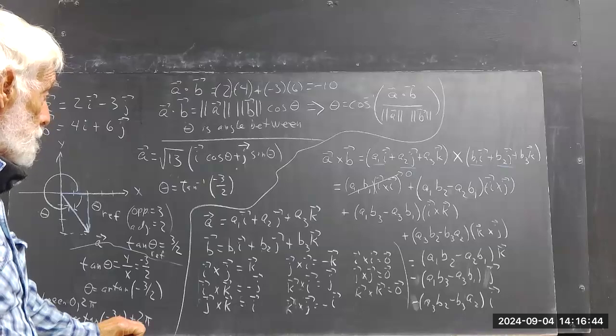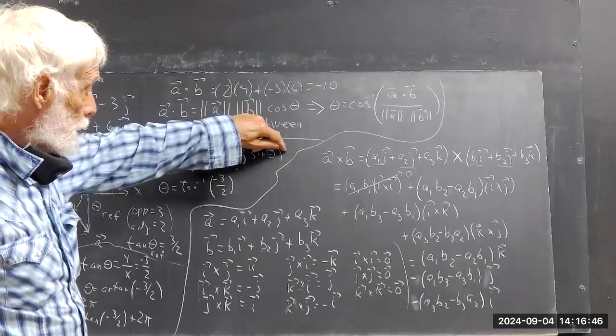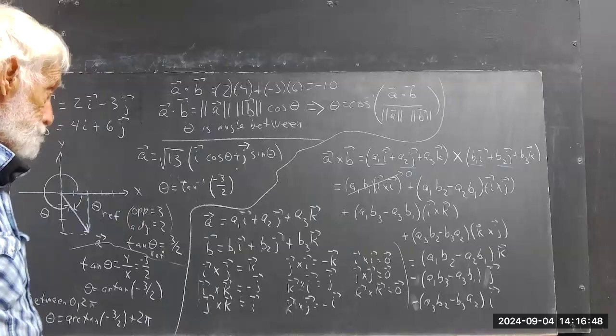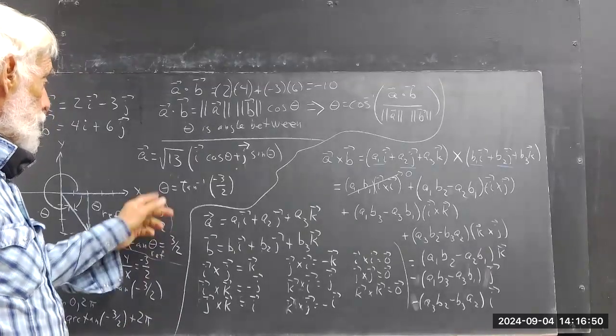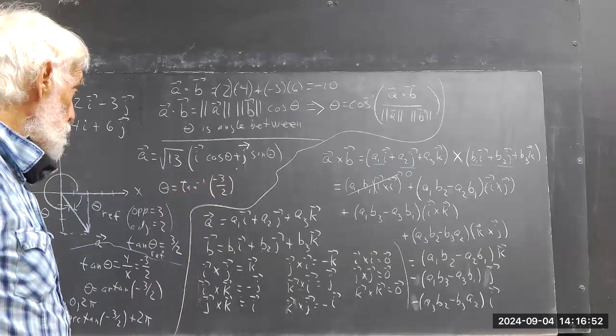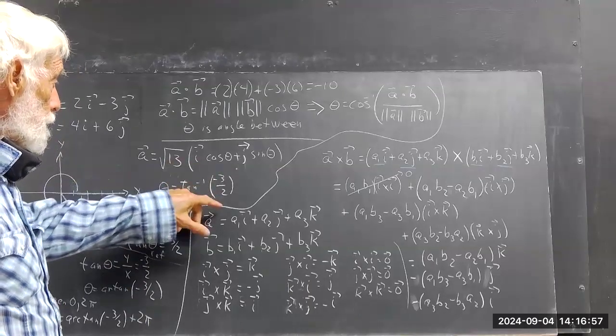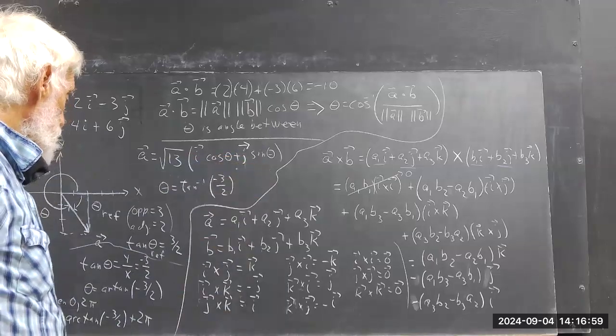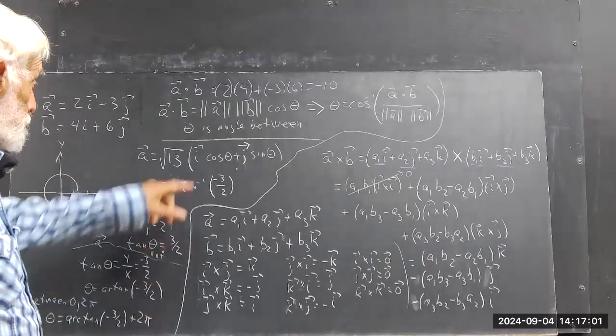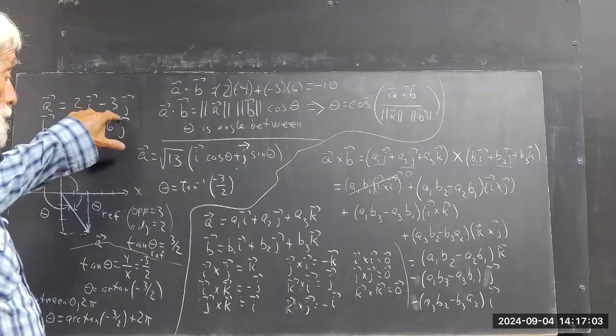That's something you should be familiar with. This is a unit vector in the direction angle theta. Theta is the arctangent of -3/2. And if you plug the arctangent of -3/2 in here, whether or not you add 2 pi to it, you're going to get this.